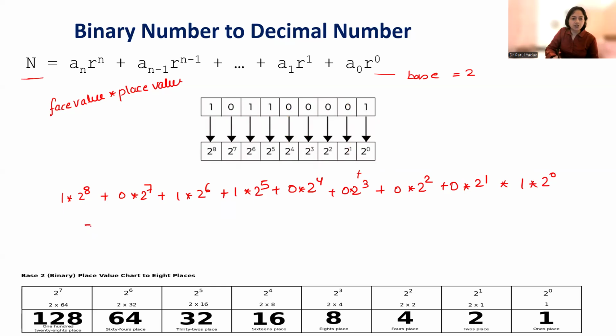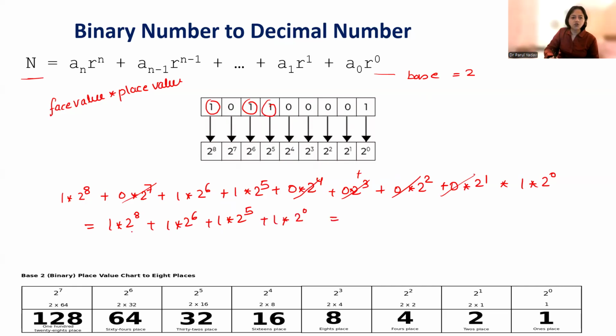right? So if I solve it, it will be like 1 into 2 to the power 8. This will be 0. And then 1 into 2 to the power 6, right? Plus 1 into 2 to the power 5. Then all these terms will be 0. I can cut them. And then 1 into 2 to the power 0.